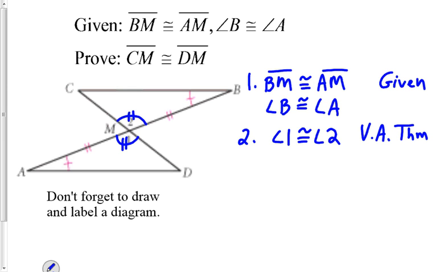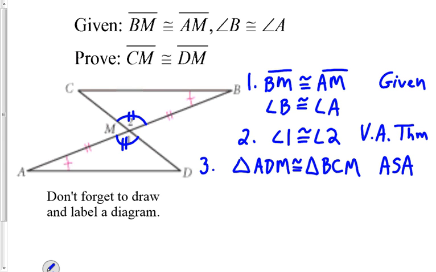So step 3 of my proof, I'm going to write a congruency statement for my triangles. Triangle ADM is congruent to triangle BCM. And this is because of the angle side angle triangle congruency shortcut.